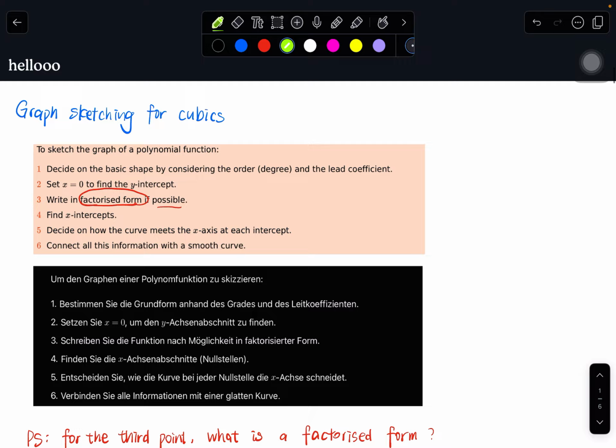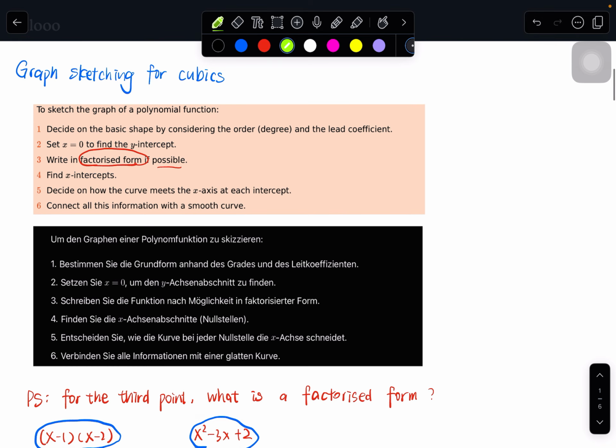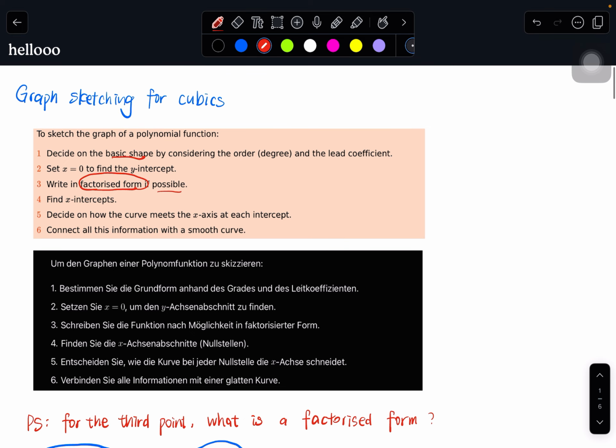So I just introduced what a factorized form is. Now we're going to the first point: decide on the basic shape by considering the order and the leading coefficient. What does that mean? For example, the order of a polynomial is the highest power of x. A cubic function has the highest power of x equal to 3, so the order, or let's say the degree, is 3. If the highest power of x in a function is 4, then the degree is 4.